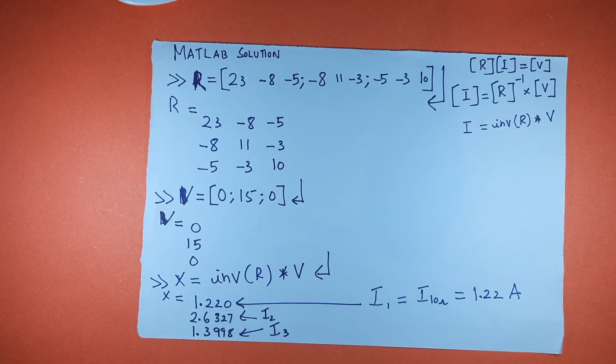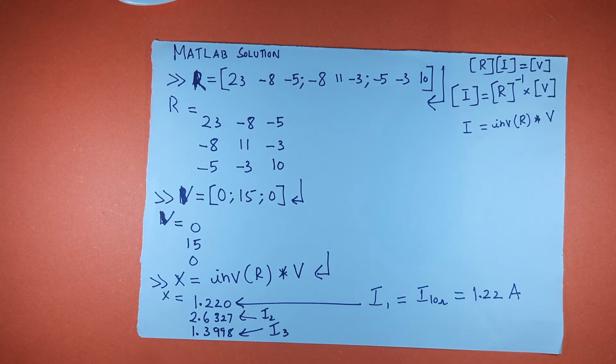X is unknown, or you can put I also, nothing wrong. So I have tried on the MATLAB screen like this. X is equal to INV, this command will calculate the inverse. INV, open the bracket, R, close the bracket, then the multiplication sign, V. If you press the enter key, it will give the answer like this.